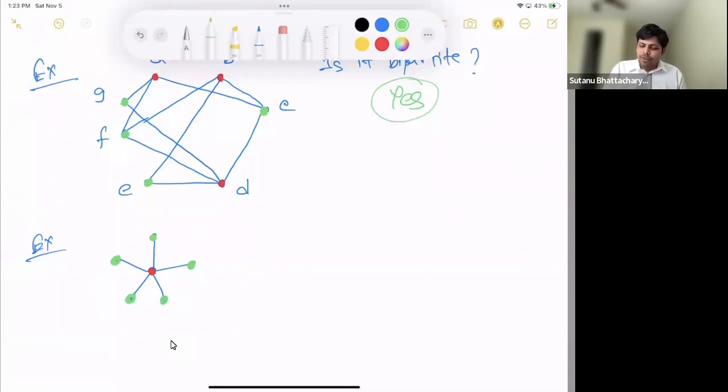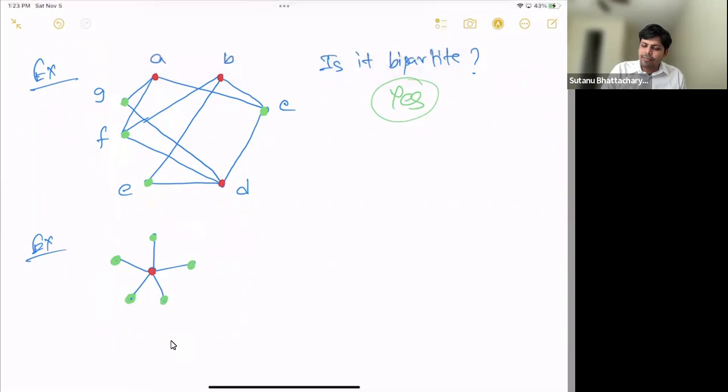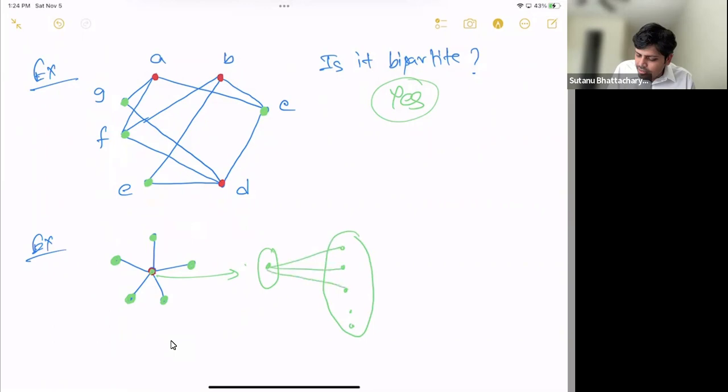And if you draw it like a bipartite graph, then you can convert it like this. This one would be a single vertex, and the rest, 1, 2, 3, 4, 5, would be in another set. And this is connected to every other vertex. So these two graphs, this one and this one, are actually the same.